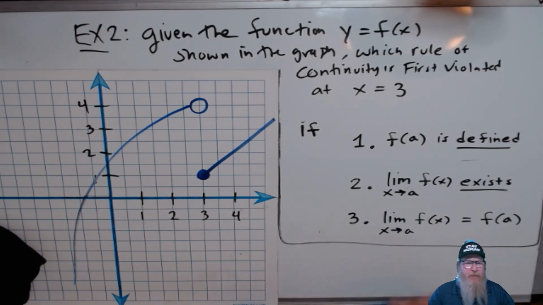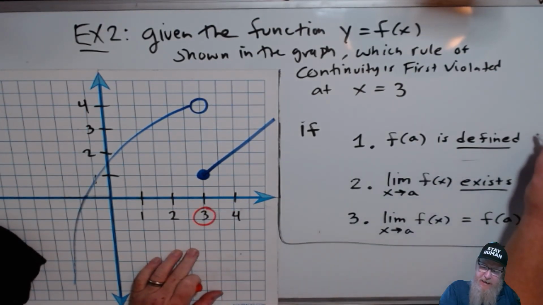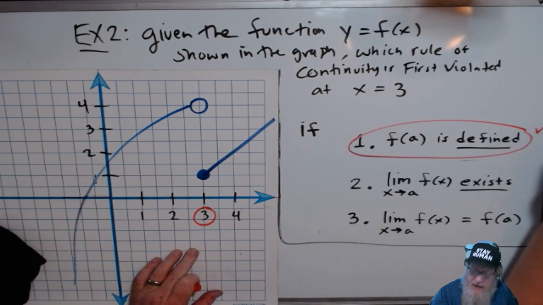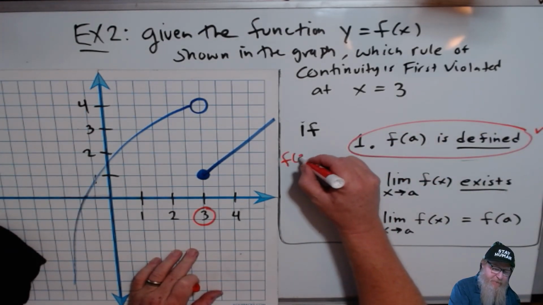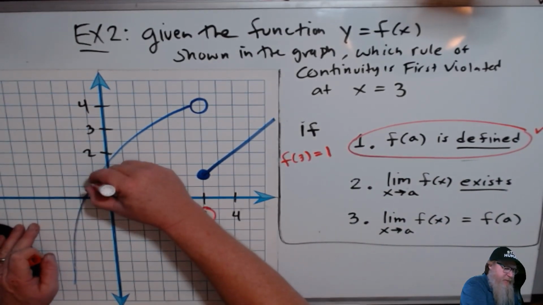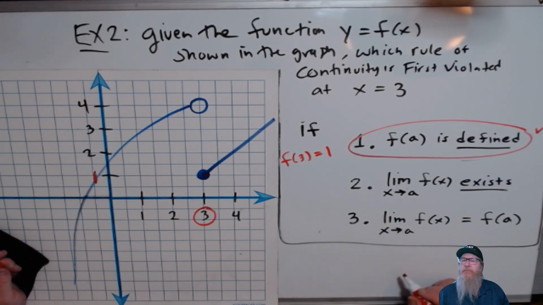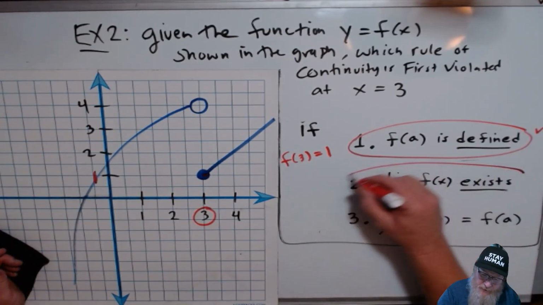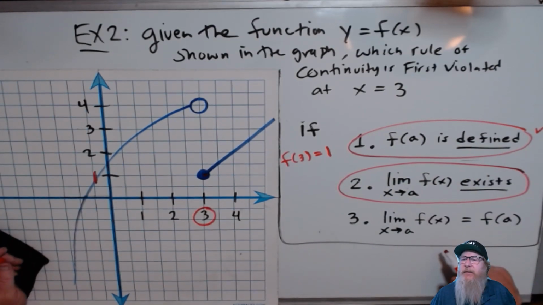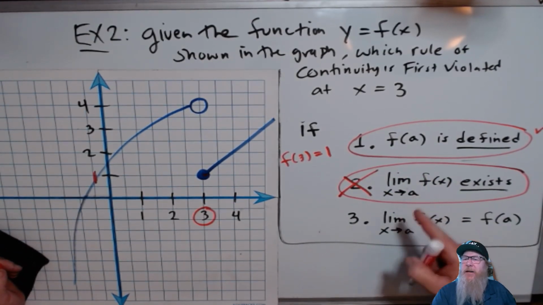All right. So let's go through them one by one. We're looking here at x equals 3. Is f of a defined? Yes. F of 3 is equal to 1. So it is defined. There's a solid dot at 3. Does the limit exist? No. So it's rule number 2 that is first violated.